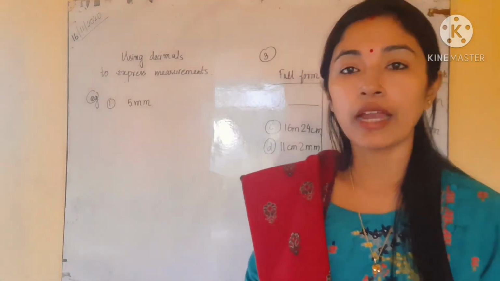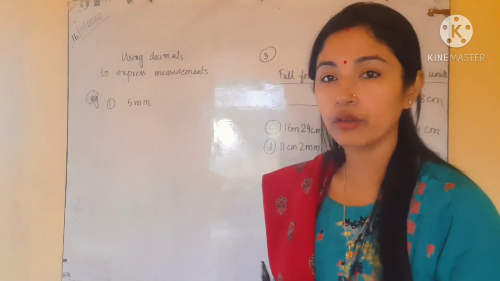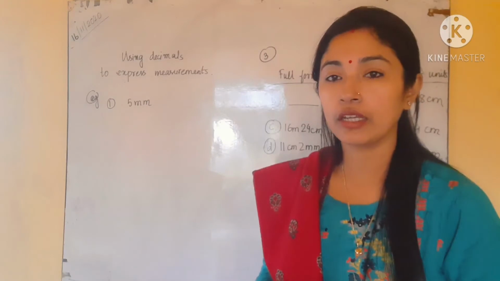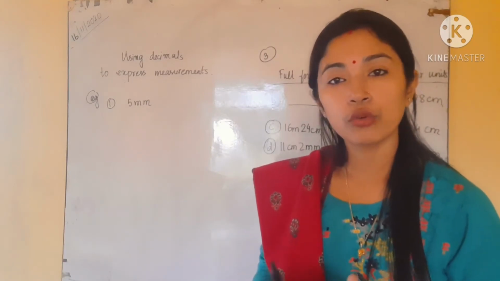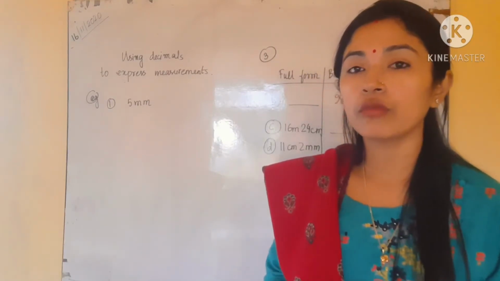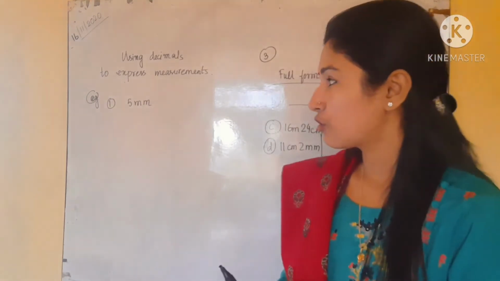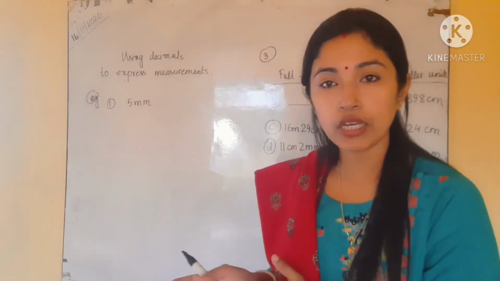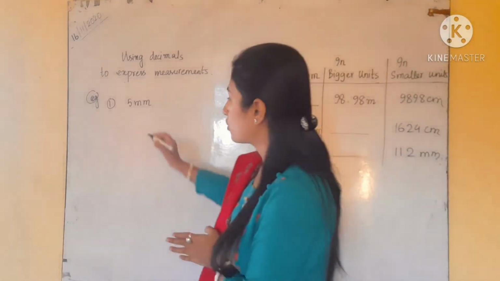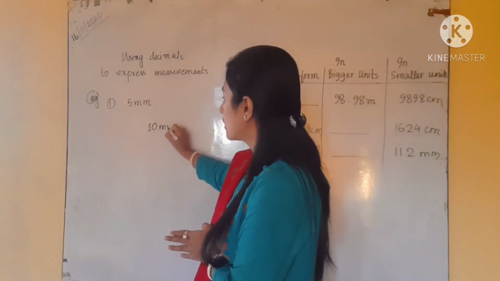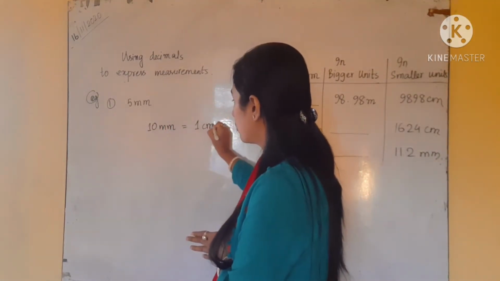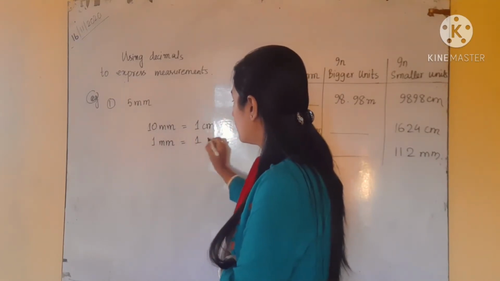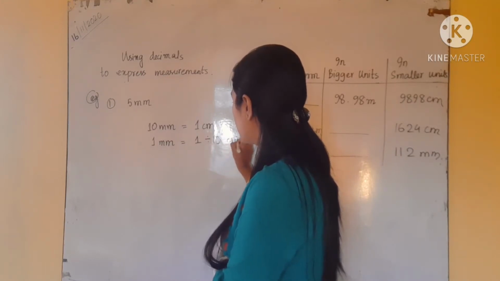As we all know, millimeter is the smallest unit for measuring length. Now we have to convert it into centimeter, that means into a bigger unit. So how to convert a smaller unit into a bigger unit? First of all we must know the conversion, that is, how many millimeter is equal to a centimeter. In the previous lecture I told you that 10 millimeter is equal to 1 centimeter. That means 1 millimeter will be equal to 1 divided by 10 centimeter.